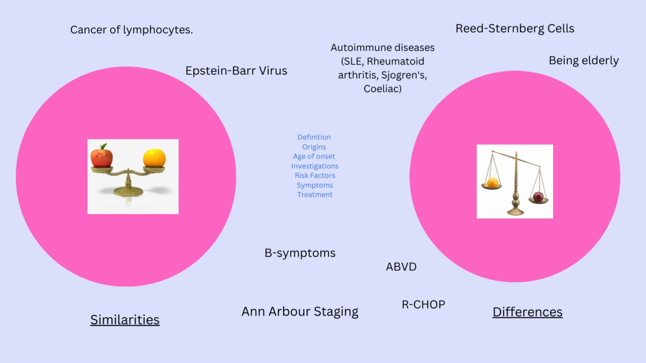In Hodgkin's lymphoma, it typically originates from the lymph nodes of the neck and tends to spread throughout the body depending on the staging. Whereas in non-Hodgkin's lymphoma, the cancer of the lymphocyte can originate from other areas such as the liver, the spleen, and the bone marrow.